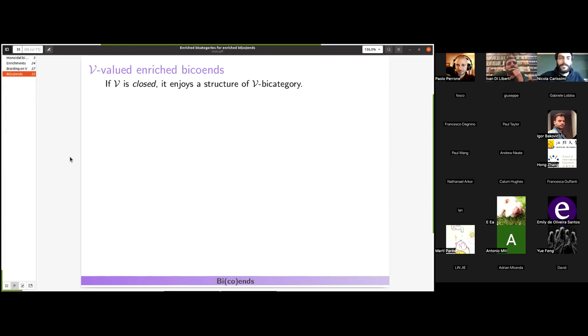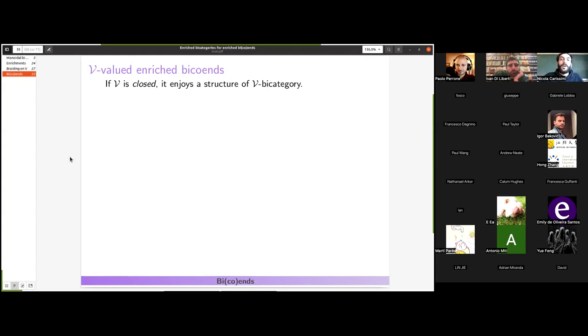And this leads us to defining V-coends. Again, as in the one-categorical enriched context, we first define coends for functors, V-pseudo functors here, valued in V, because there's the well-known thing that colimits and limiting cocones don't coincide in the enriched context.